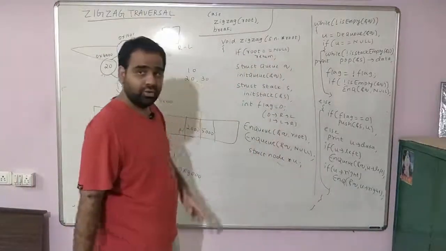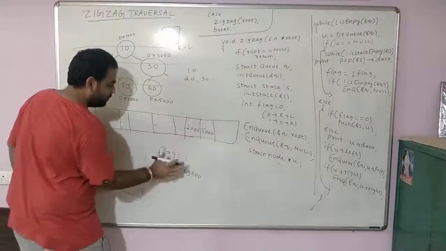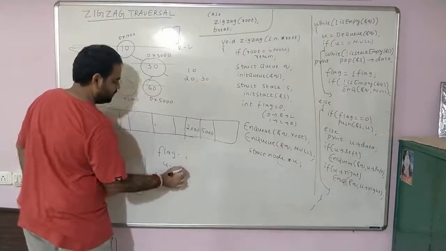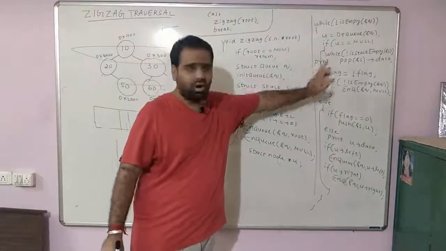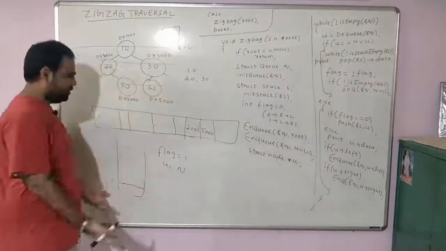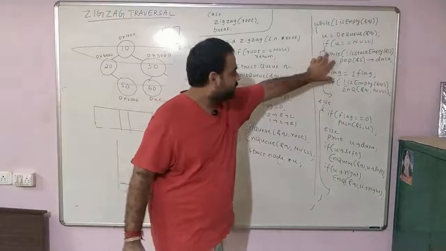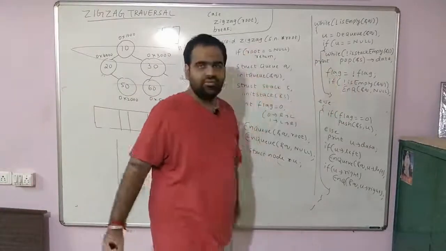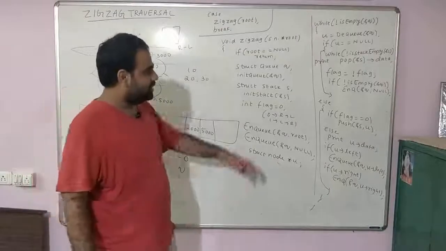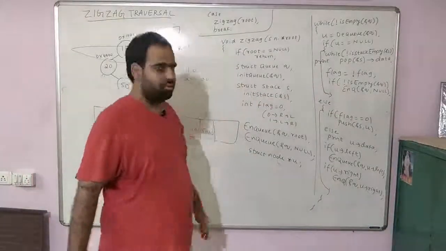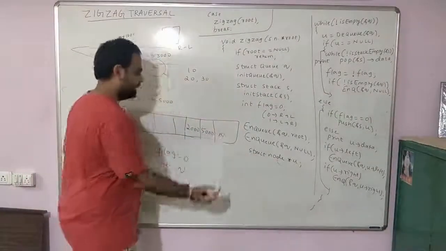U is not empty. Yes, u equal to dq. What do you dq? You dq null. We dq null. Is null equal to null? Yes. Not is empty of stack. Stack is already empty. What do you do? You do nothing. Therefore, this loop does not execute. Flag equal to not flag. Therefore, the value of flag becomes 0. Fair enough? Not is empty of q. Yes, q is not empty. Therefore, you enqueue null back.